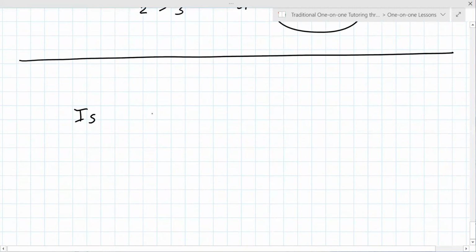Is -3 greater than -4 or -4 greater than -3? And you have a choice here. You can either draw this on a number line, or you can divide all of these by -1. It's up to you. You get to decide here.